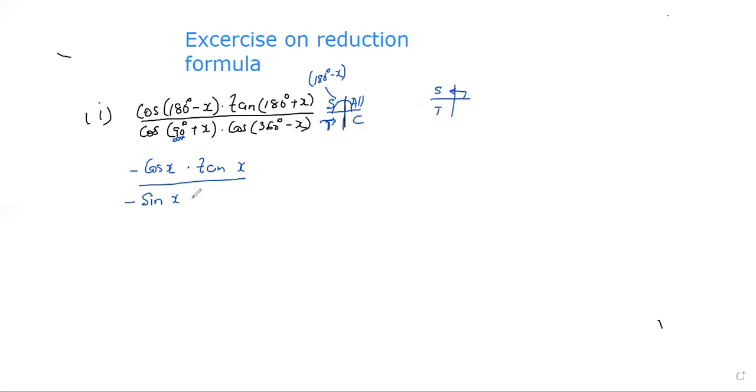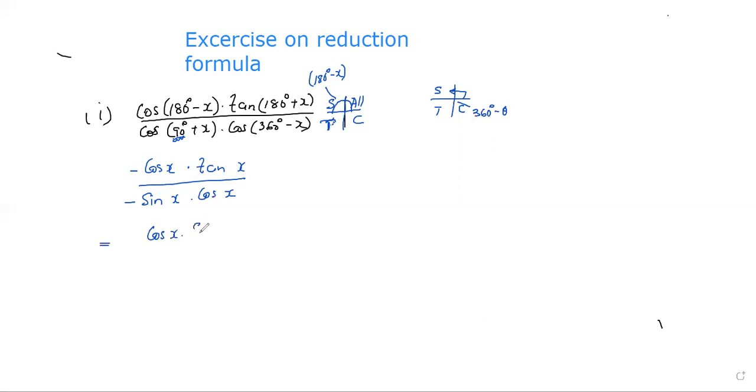And the cos of 360 minus x, 360 minus theta or minus x, is in the fourth quadrant, where the cos is positive. That is going to be the cos of x. The negative divided by a negative is a positive, and we have cos x.